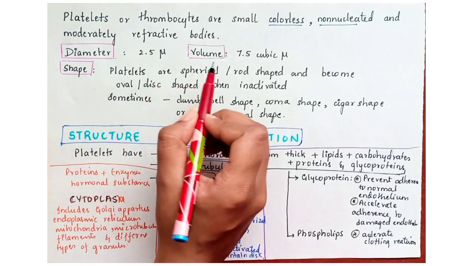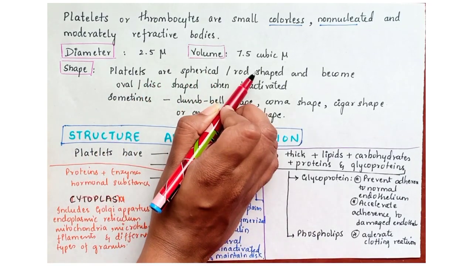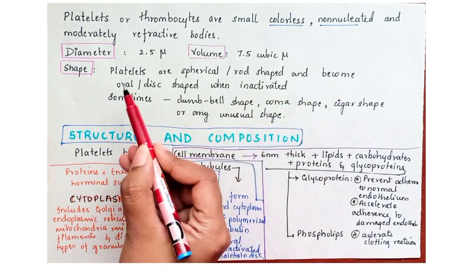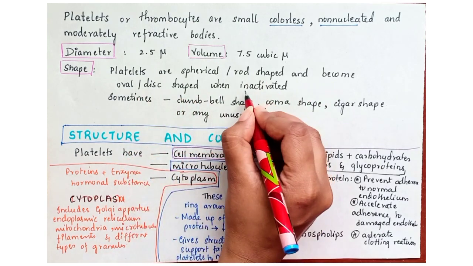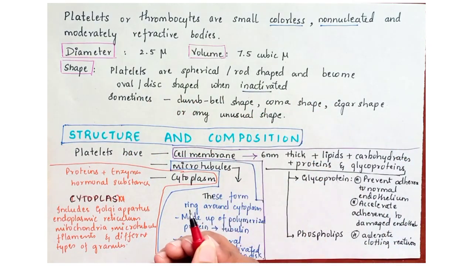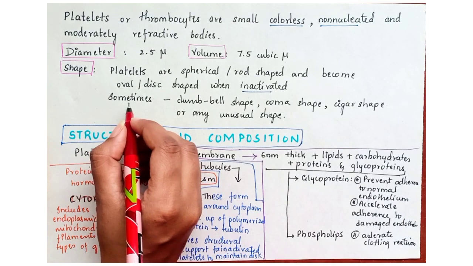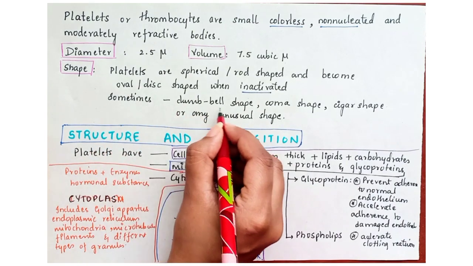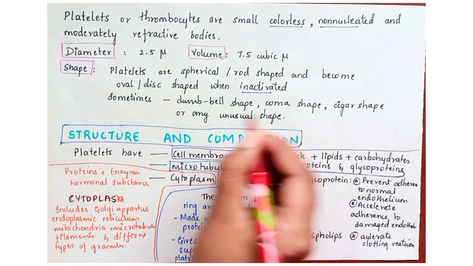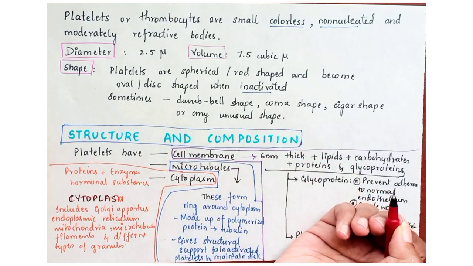Let's understand shape. Platelets are spherical or rod shaped and they become oval or disc shaped when inactivated. Means when they are not activated, they are in oval or disc shape. Sometimes they even appear as dumbbell shape, comma shape, cigar shape or any unusual shape.